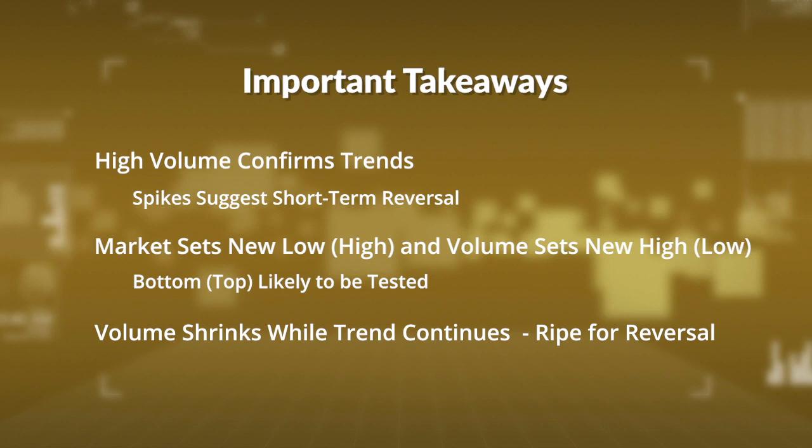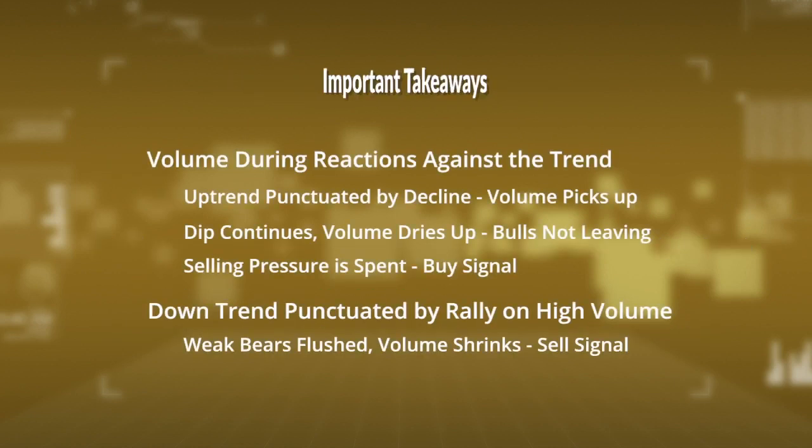And this is where we start looking for those divergences. We want to know if there's a divergence because that's telling us something is going on that we should know about. Volume shrinks while the trend continues. You know it's ripe for reversal. There's less interest in that price rise. And then ultimately your buyers run out. You get that buying exhaustion and then you're going to see it fall back.